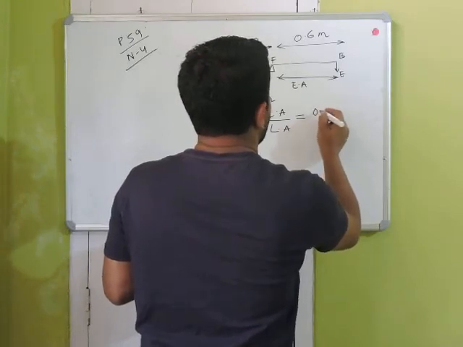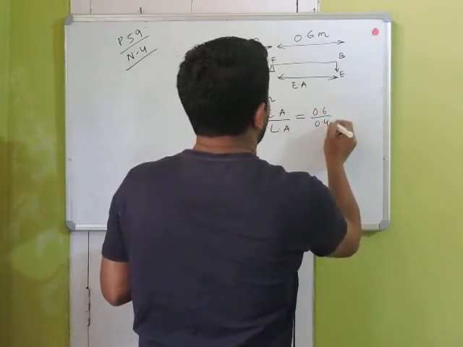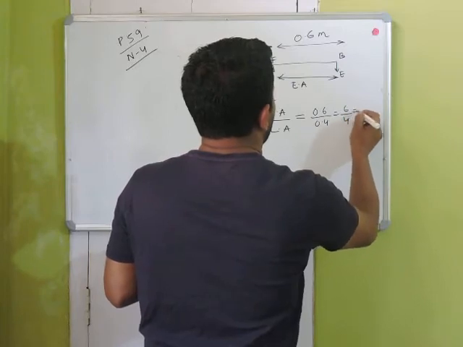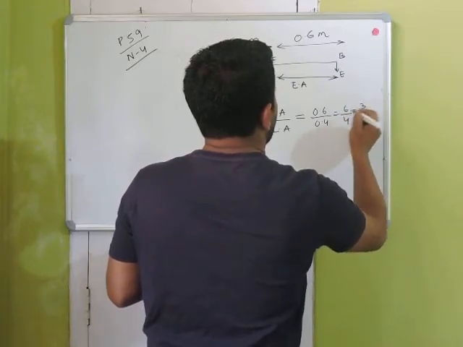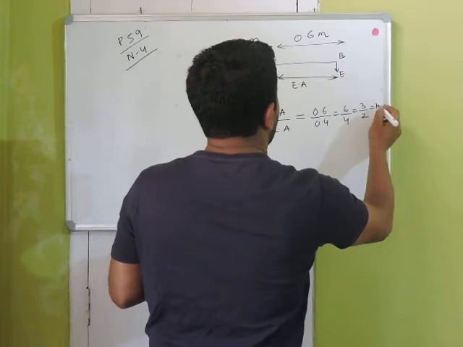So it will be 0.6 divided by 0.4. That is 6 by 4. 2 threes are 6, so this is 1.5.